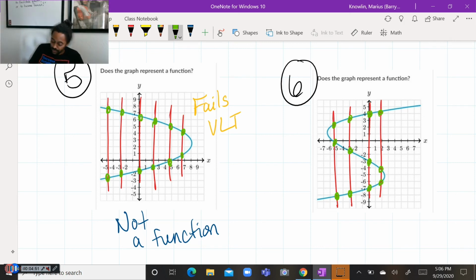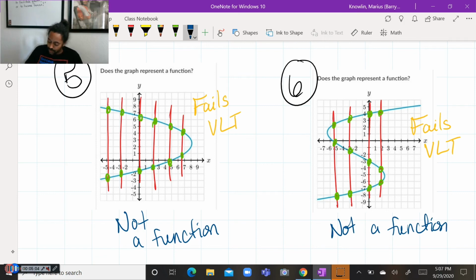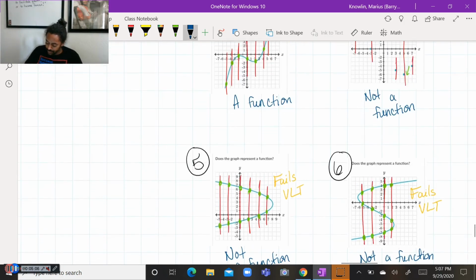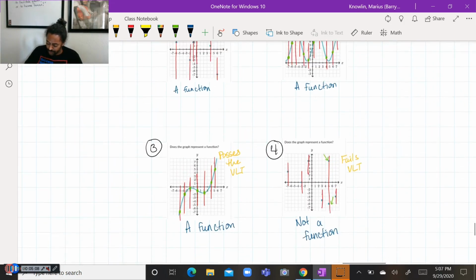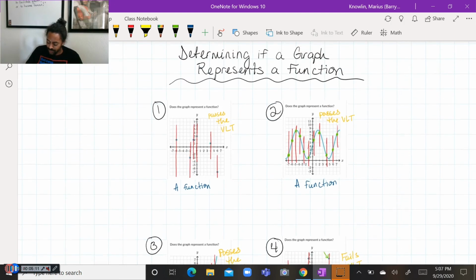Okay, so once again, we can say that this fails the vertical line test, which means that it is not a function. Okay, so when you're trying to determine if a graph is a function, you use a vertical line test to determine that.